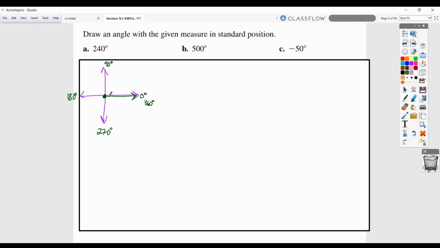All right, so the way that we're going to do this is, it looks like 240 degrees would be if I started at my initial side and I went, all right, I'm going to 90.